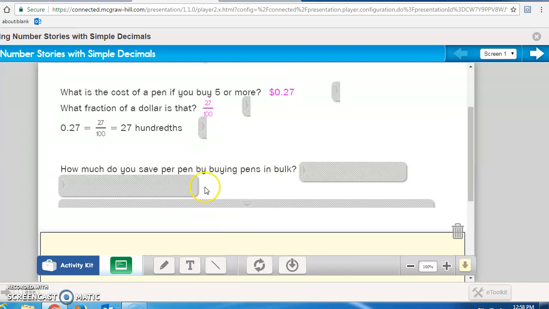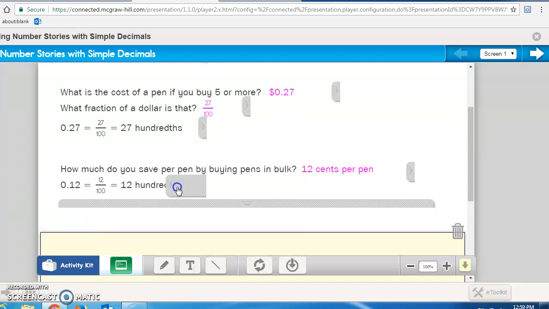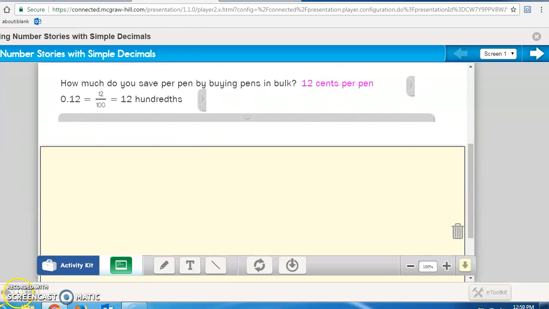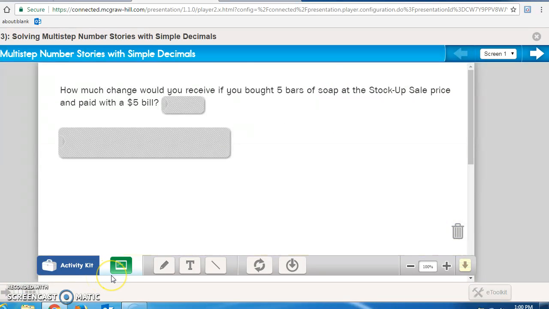So how much do you save per pen by buying pens in bulk? Well, you should have seen that it cost 39 cents for one, but if you bought 5 or more, it was 27. So 39 minus 27 is 12 cents per pen you would save. 12 hundredths equals 12 out of 100, which is 12 hundredths. So, what if I said, how much change would you receive if you bought 5 bars of soap at the stock up sale price and paid with a $5 bill?